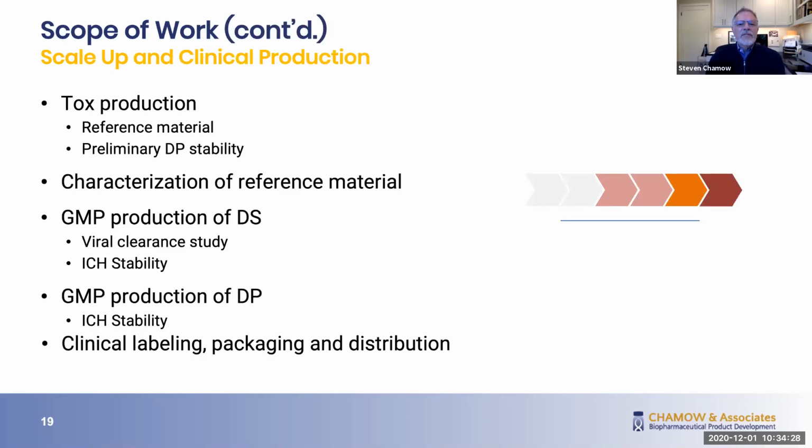With the process developed, the scale-up phase and the clinical production phases of work are undertaken. We start with tox production, where the pilot batch that is used to produce tox is also producing reference material. And we want to get preliminary drug product stability at this point.